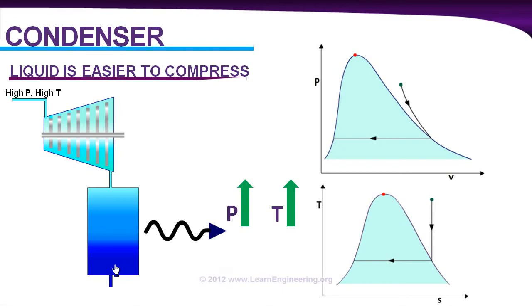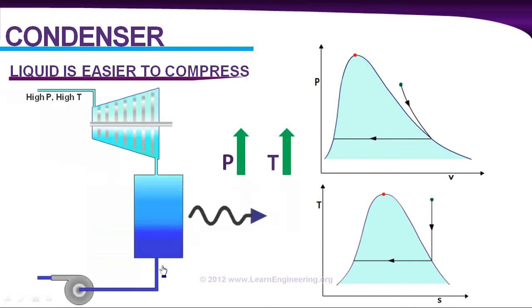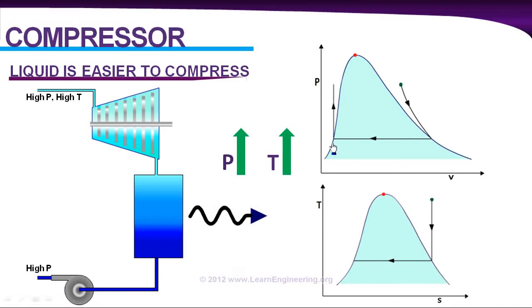Now the fluid is in liquid state. Now you can put a compressor and you can raise the pressure. Here it is. A compressor is connected right after the condenser. So you can see pressure rise in PV and TS diagram like this. Pressure has increased to the original state.